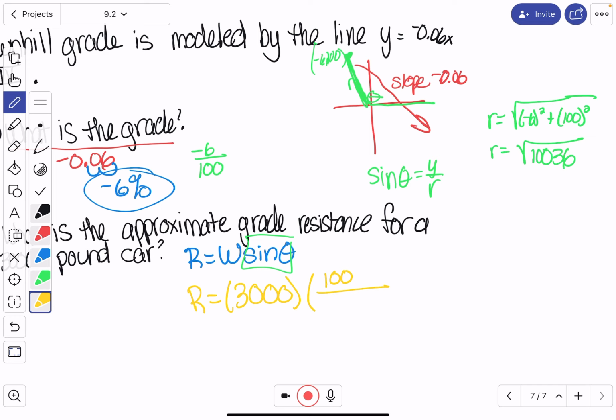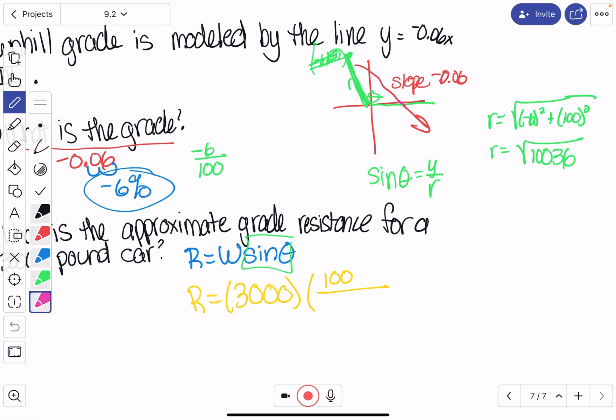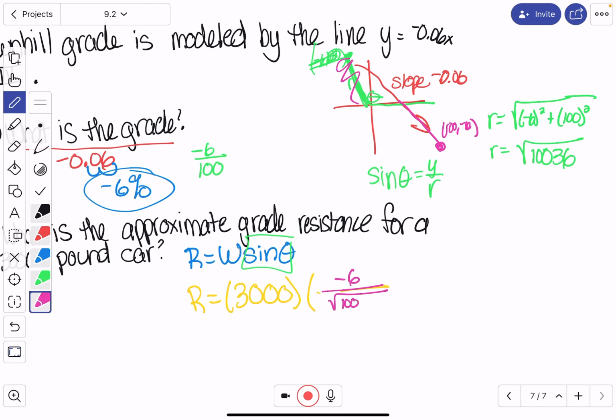Nope, I did that wrong. I have the x and y backwards because, let me get a different color here. It's a downhill, so we're doing this. So this should be 100 and negative 6. I wasn't paying attention to the line I drew. So this should be negative 6 over the square root of 10,036.